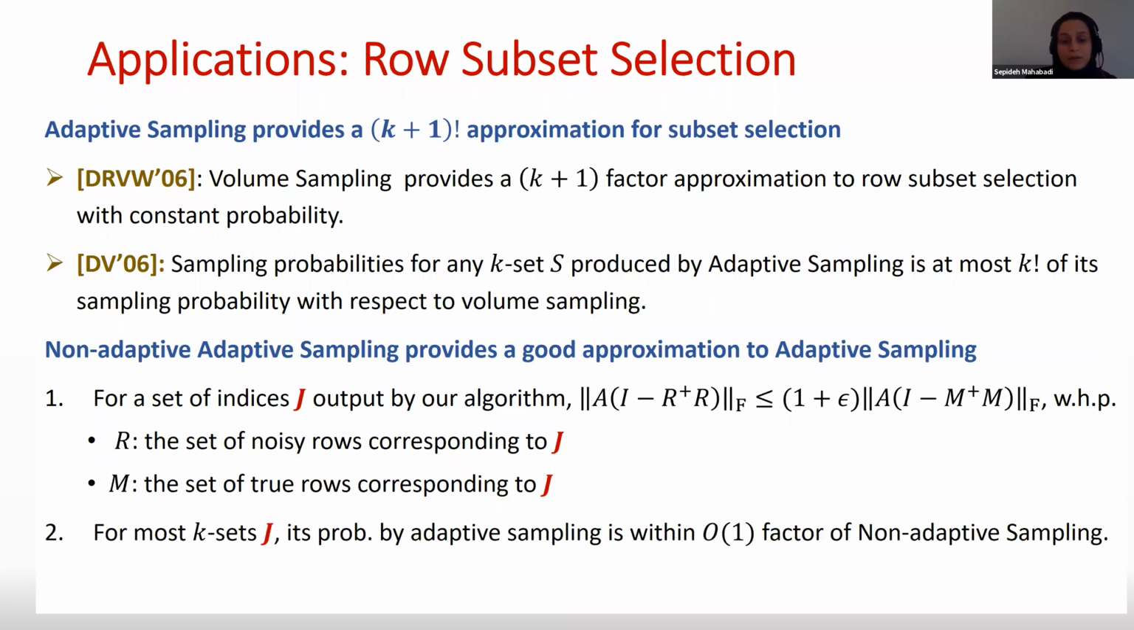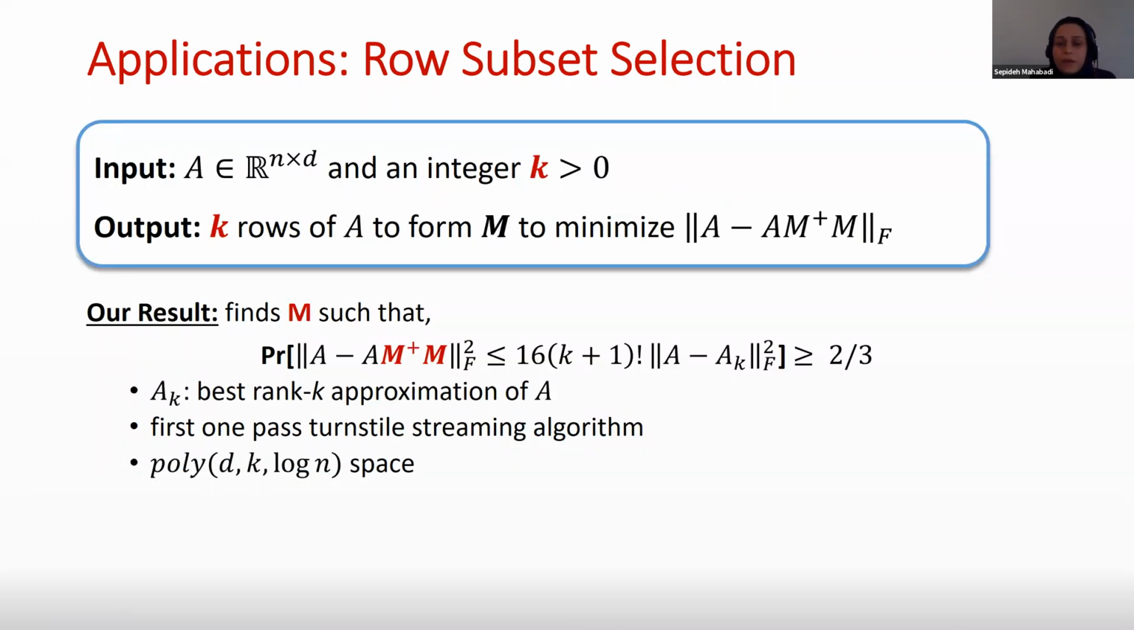And then because we showed that the total variation distance between our algorithm and adaptive sampling is at most epsilon, for most of these indices J, we know that their probabilities are almost the same. And therefore, these two together show that for the purpose of the error of row subset selection, non-adaptive sampling is going to give a good approximation to adaptive sampling, and therefore a good approximation for row subset selection. Okay. So finally, this will give us an order (k+1) factorial approximation for the row subset selection problem. So this was a somewhat immediate application of our results.